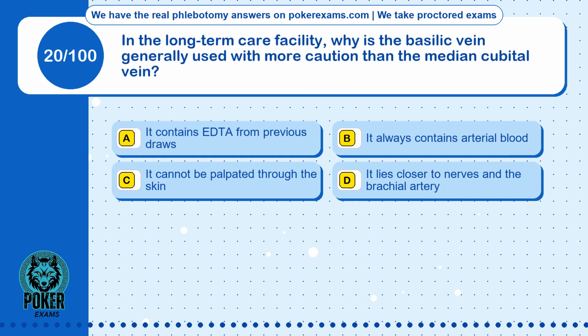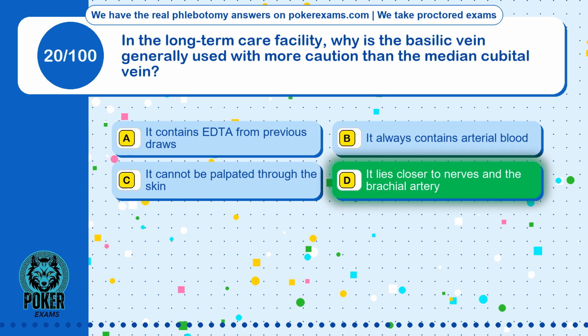Question 20. In the long-term care facility, why is the basilic vein generally used with more caution than the median cubital vein? Option A. It contains EDTA from previous draws. Option B. It always contains arterial blood. Option C. It cannot be palpated through the skin. Option D. It lies closer to nerves and the brachial artery. The correct answer is option D.